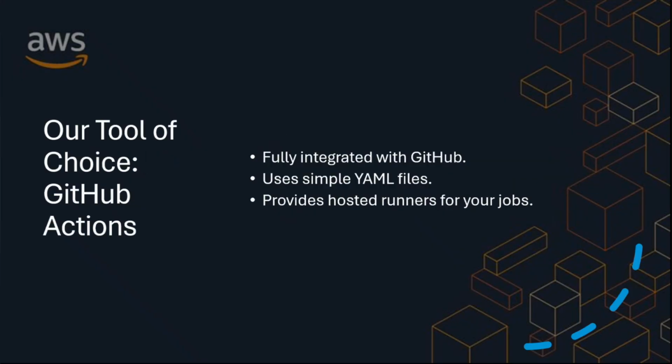For this pipeline, we are using GitHub Actions. It's built right into GitHub, where many of us already store our code. All you need is a simple YAML file to define your pipeline, and GitHub provides the virtual machines, or we can say runners, to execute your jobs. It's an accessible and powerful way to get started with CI/CD.